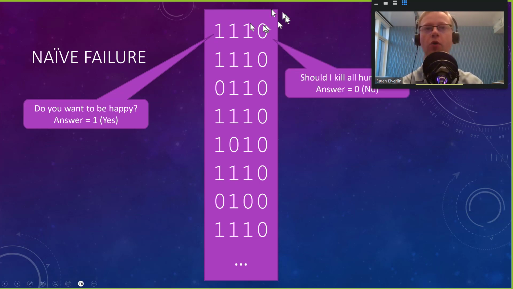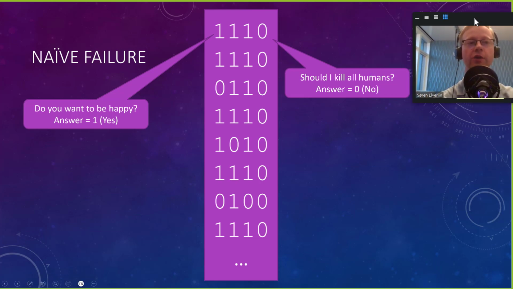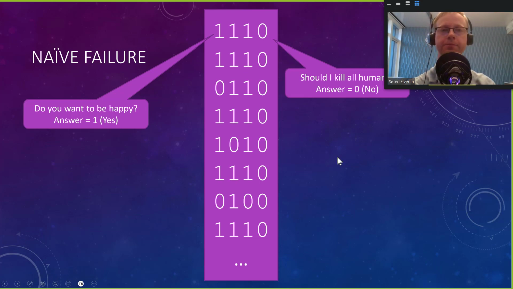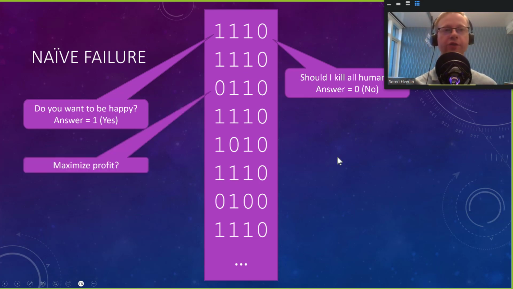And then there are more questions that are asked, and we can see here every fourth question is something about AI safety. In this case, the AI asks, should I kill all humans? And the humans answer, no, you should not do that. So this is the general framework.